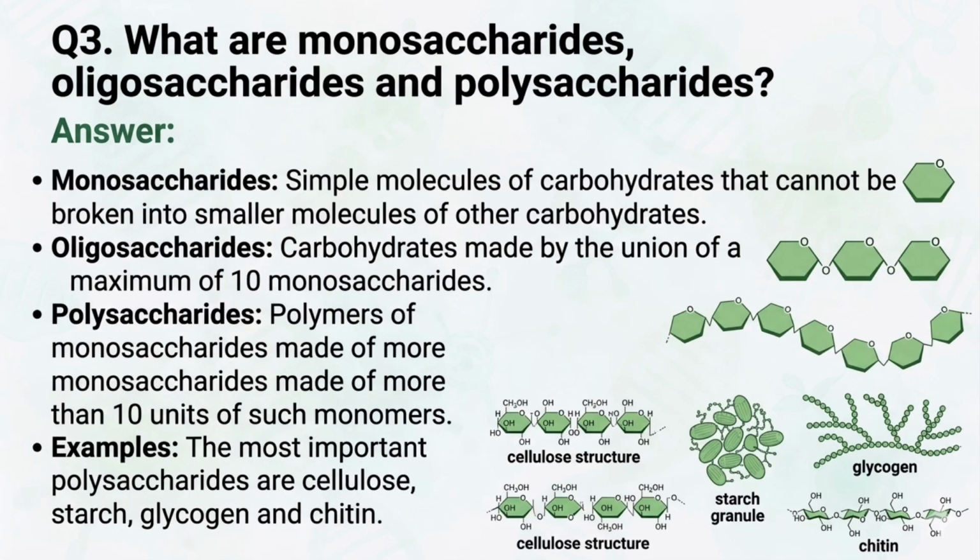Question number 3. What are monosaccharides, oligosaccharides and polysaccharides? Answer. Monosaccharides are simple molecules of carbohydrates that cannot be broken into smaller molecules of other carbohydrates. Oligosaccharides are carbohydrates made by union of a maximum of 10 monosaccharides. Polysaccharides are polymers of monosaccharides made of more than 10 units of such monomers. The most important polysaccharides are cellulose, starch, glycogen and chitin.